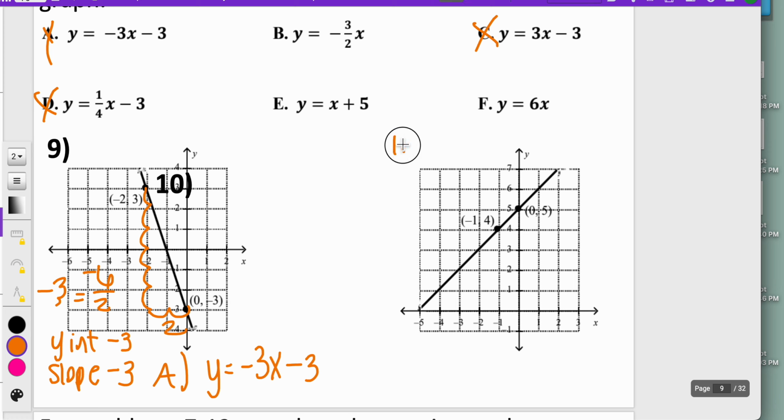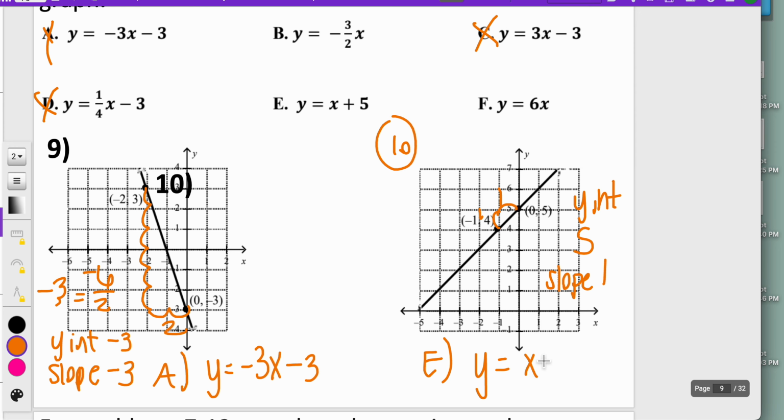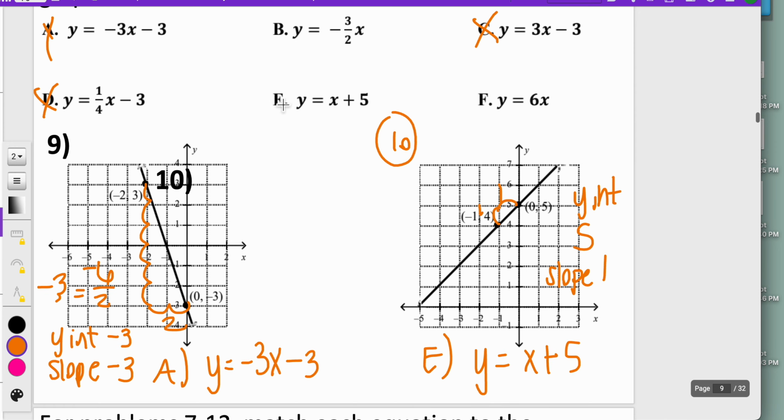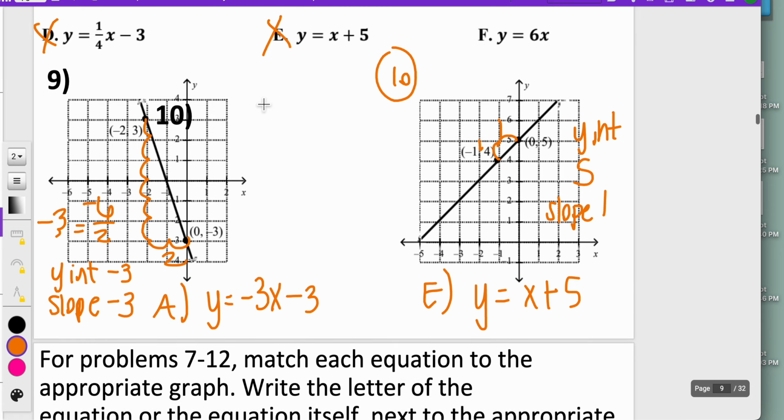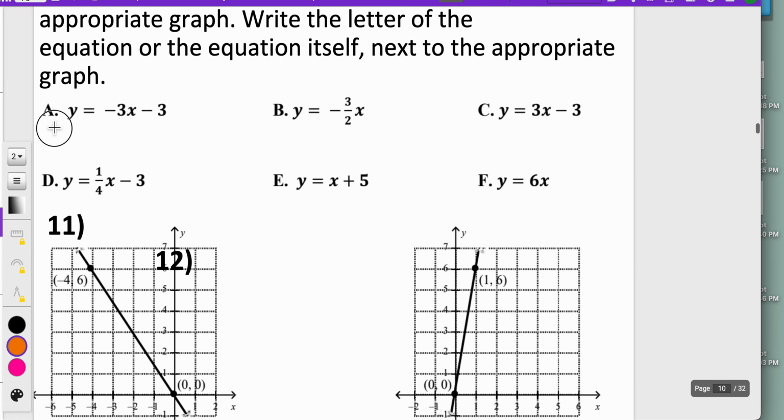For my number 10, y-intercept is 5, and my slope is rise 1, run 1. So slope is 1 over 1, which is just 1. So that is letter E. Y is equal to x plus 5. So far we've used A, C, D, and E. So let's see how that pans out for the last two.